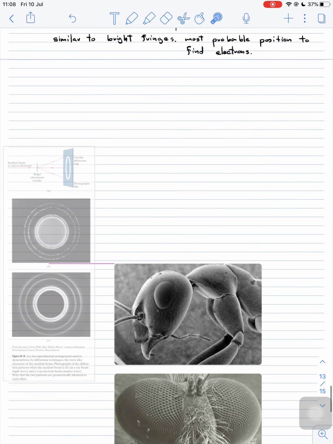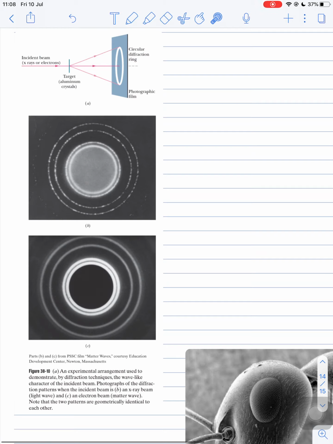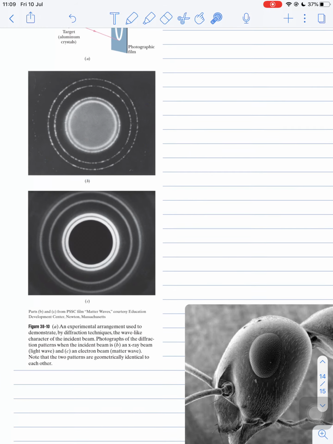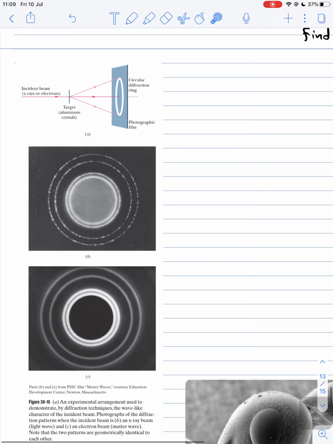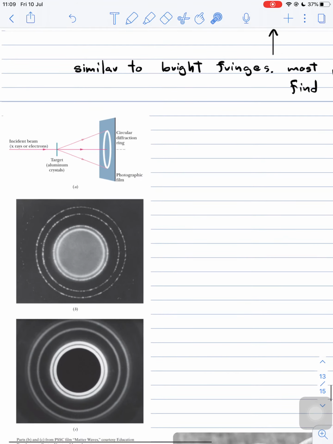Another picture is here. This is the comparison between when we have the X-ray or the electron hitting the target of the aluminum crystal, and this can be the diffraction pattern. This picture is for diffraction by electron, and this is from diffraction by the X-ray. Let's say that the wavelength of the X-ray and the wavelength of the electron wave are just the same. So now you can see that the diffraction pattern is just the same thing. So it just emphasizes that the electron can behave as a wave as well.